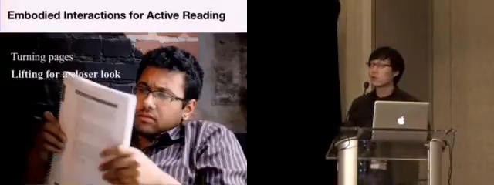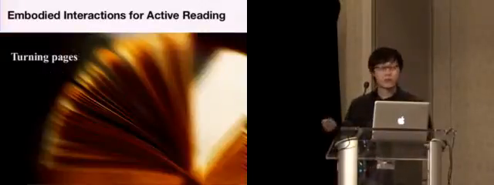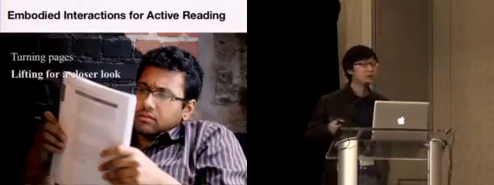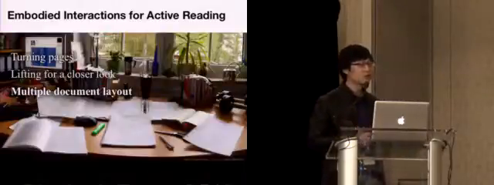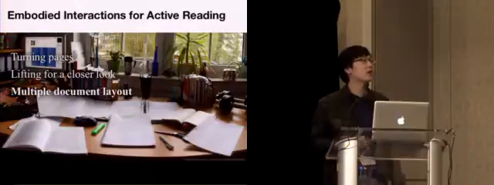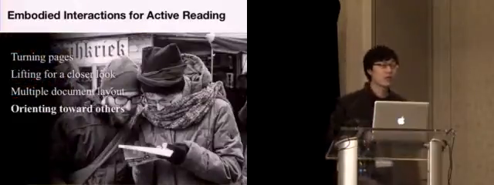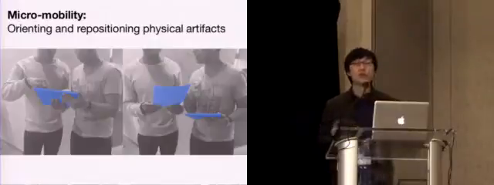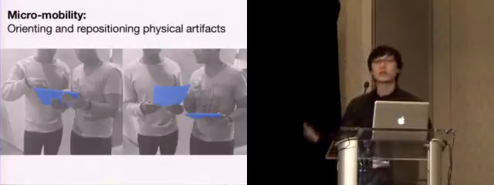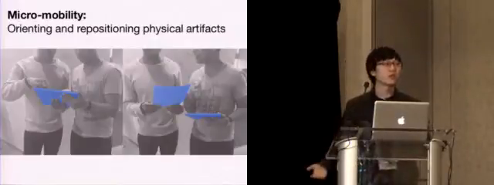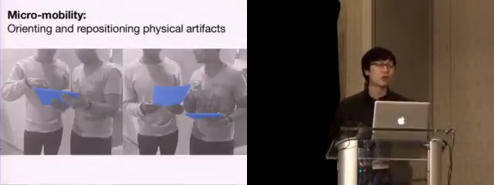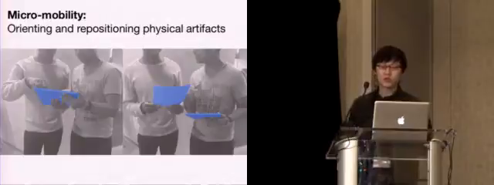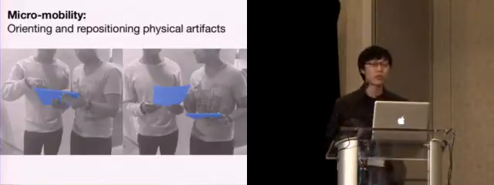For example, people flip through the book, lift the book for a closer look, lay out documents in multiple ways in space, or orient the book toward others. One theory that explains how physical manipulation reveals people's attention is micromobility. Micromobility is the orienting and repositioning of a physical artifact under a certain collaboration context.